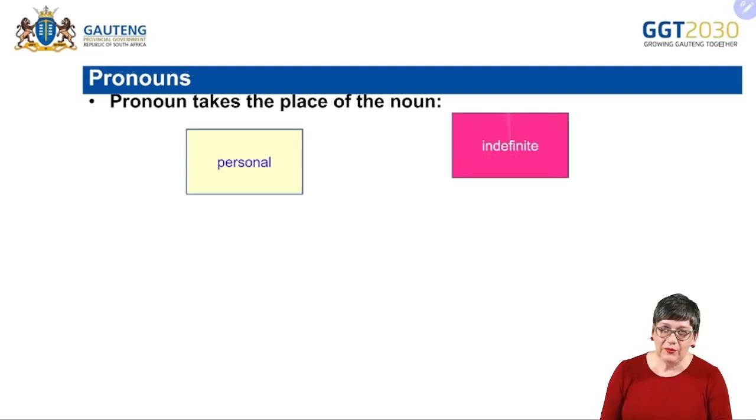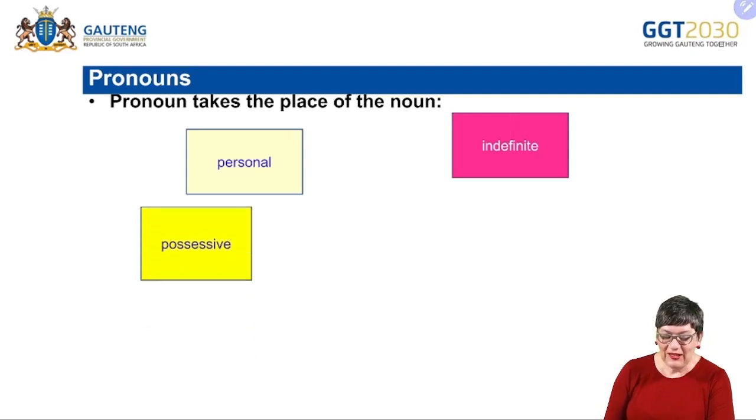The next one that we have is the indefinite one. Where the personal pronoun was quite specific, the indefinite one isn't specific at all. It may refer to people or things in a general way. Someone, anyone, everyone. I know you love using this one, especially if you've done badly in a test, and you'll tell your parents, "Everyone failed." Right, so that is an indefinite pronoun.